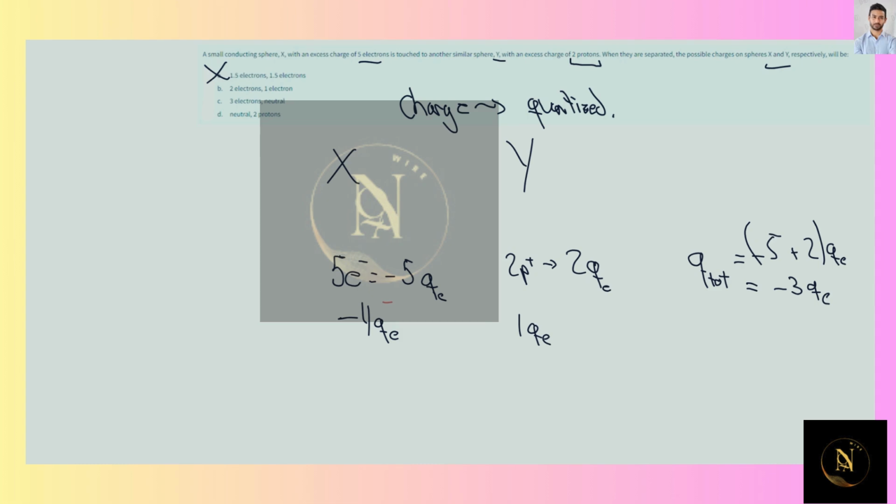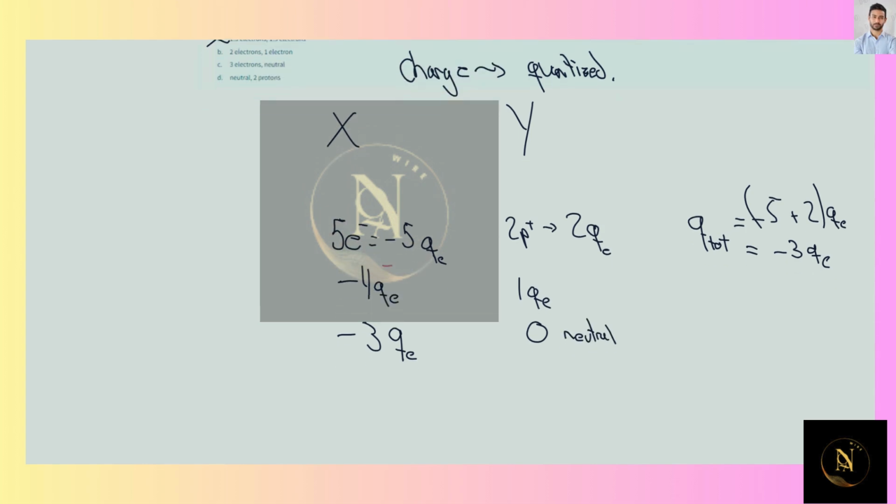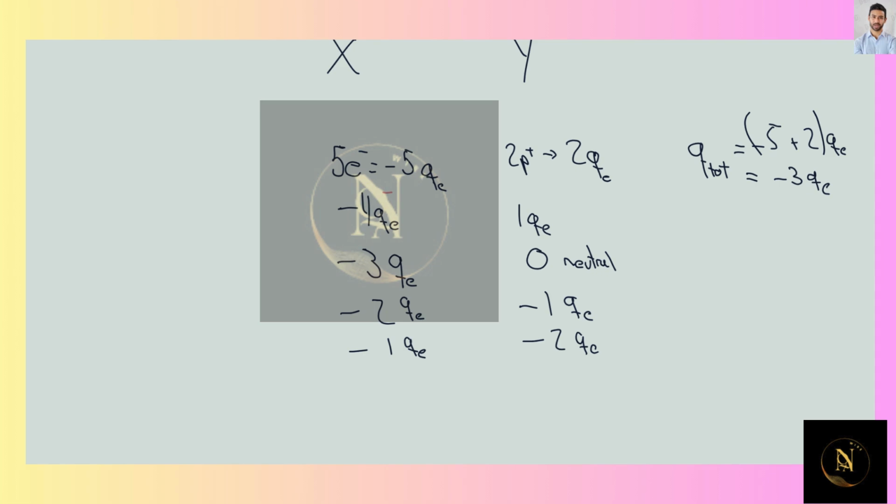If we transfer two electrons, we're going to have 3 electrons, so minus 3 times the charge of the electron. This guy can be neutral. Next up, we're going to have minus 2 and minus 1. I'm going to omit the charge of the electron just for getting the results directly. Minus 1 and minus 2, and 0 and minus 3.